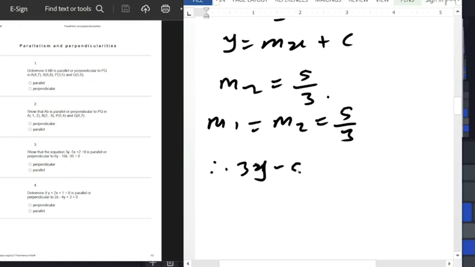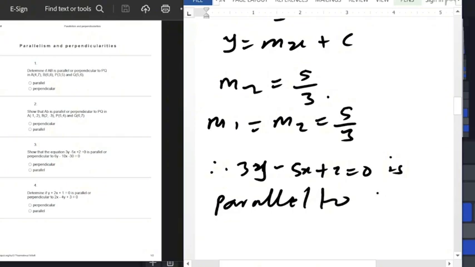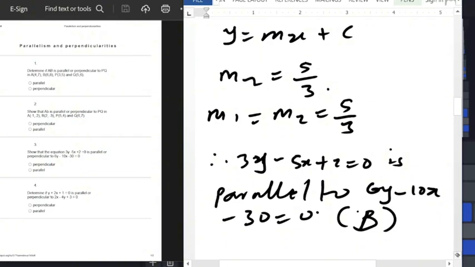3y minus 5x plus 2 equals 0 is parallel to 6y minus 10x minus 30 equals 0. So the answer is option B. Then number 4.